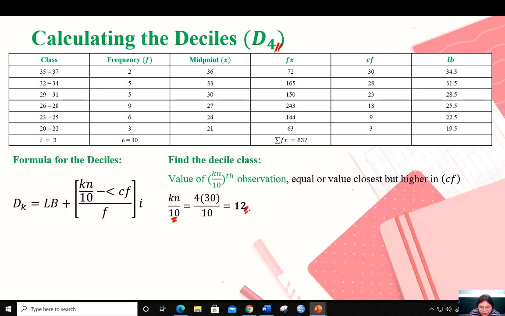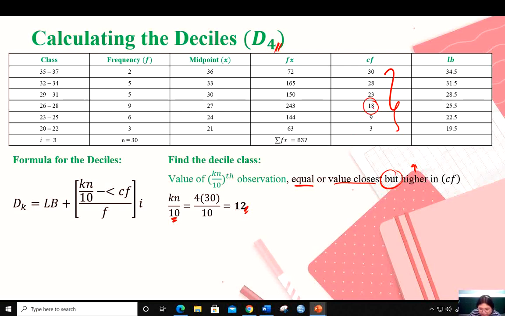Ngayon, tingin tayo, ito yung value na kuha natin. Tingin tayo sa cumulative frequency. Meron kayang 12 tayong nakikitang value dyan? Wala. Okay po, so hindi natin na-satisfy. So, tingin tayo ng value closest but higher kay 12. So, ang nakita natin dyan, class, is si 18.